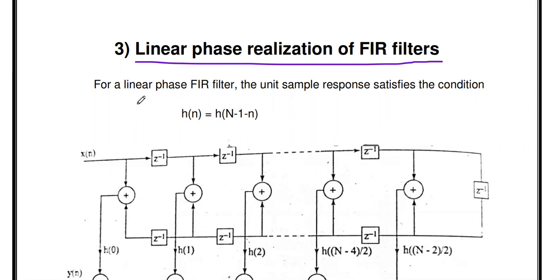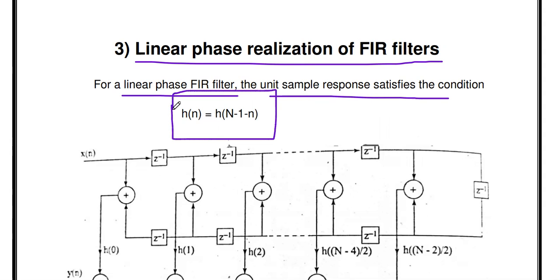Now we have to see that this linear phase realization is valid for the linear phase FIR filter only. For any FIR filter we can use the direct form realization and cascade form realization, but for the linear phase FIR filter only, this linear phase realization is possible. What is linear phase? The FIR filter satisfies the linear phase property, the symmetry property. That means the unit sample response satisfies this condition.